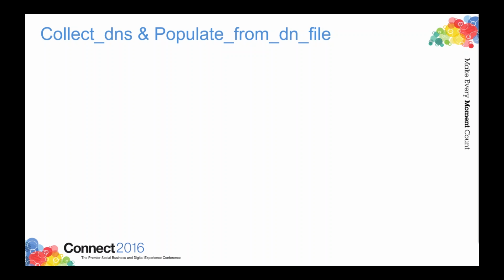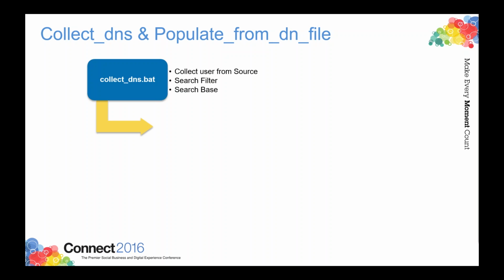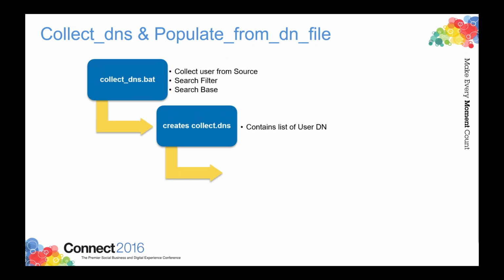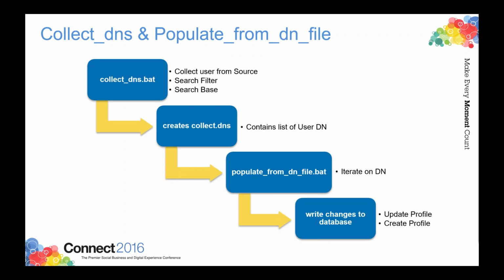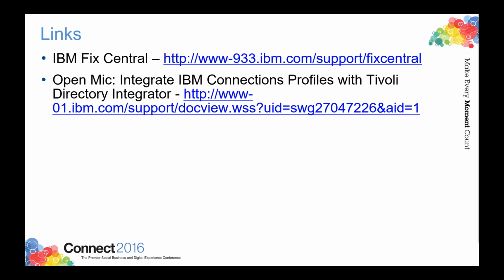So what happens when you use collect_dns? Collect_dns collects your users from the source with the search filter and search space for your LDAP. It creates the collect.dns file with all user DNs, and populate_from_dn_file will iterate over all DNs within collect.dns and write the changes to the database. Populate_from_dn_file will not delete or inactivate any user. It just adds or updates. So it's a quite interesting tool within troubleshooting.